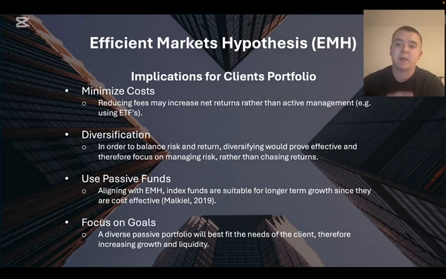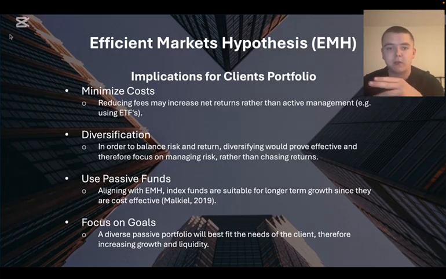Thirdly, using passive funds. Aligning with the EMH, index funds are suitable for longer term growth since they are super cost effective. And lastly, if you focus on goals, you'll have a diverse passive portfolio which will fit the best needs of the client and therefore increase both liquidity and growth.